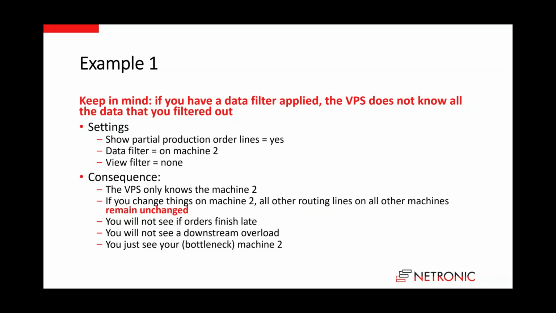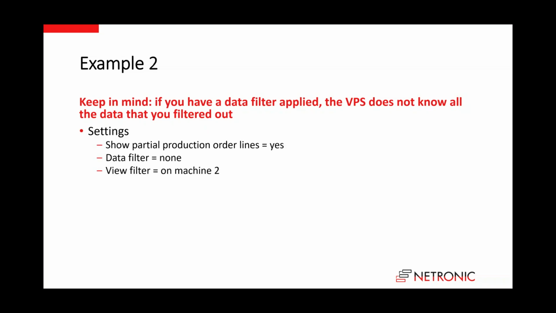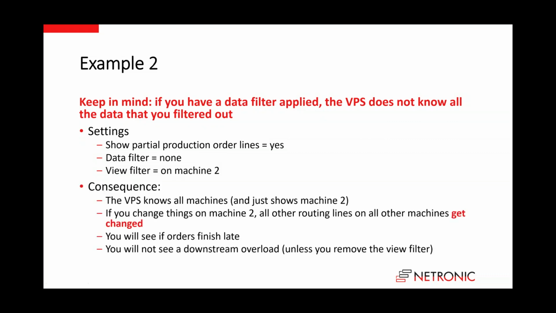Now let's look at the next example. Again, keep in mind the data filter filters it out. I just swap this. I leave this feature on, I apply no data filter, I apply the view filter on machine 2, and if I do this, the VAPS knows all the machines, right?